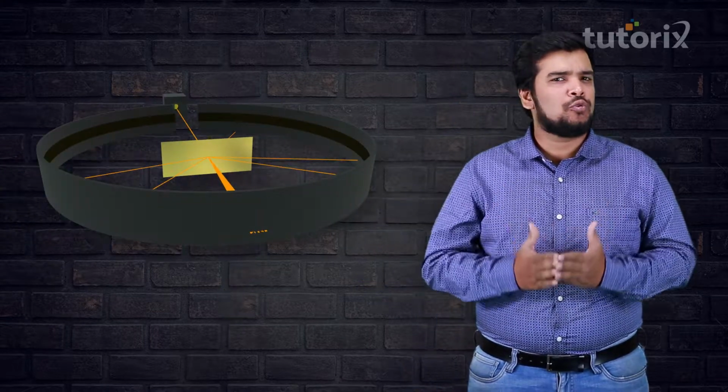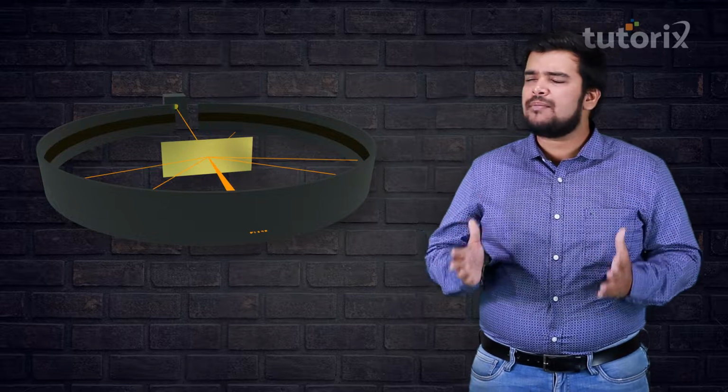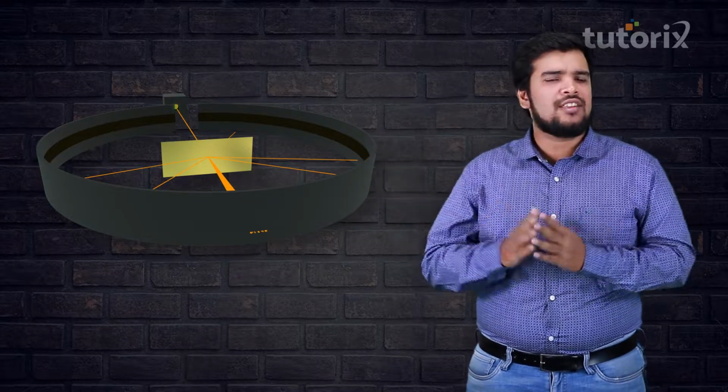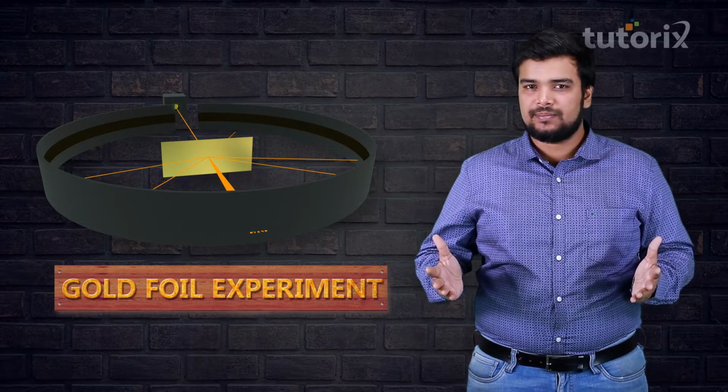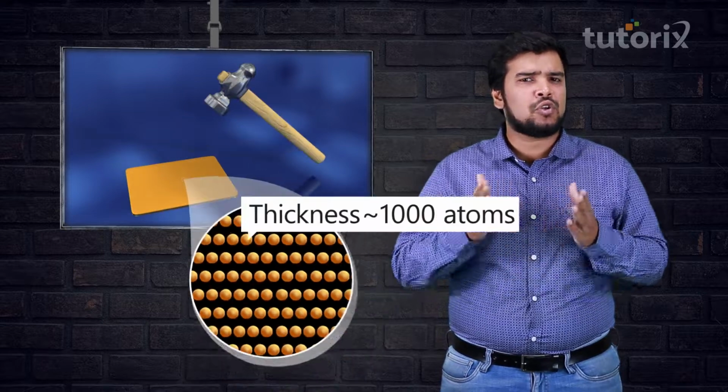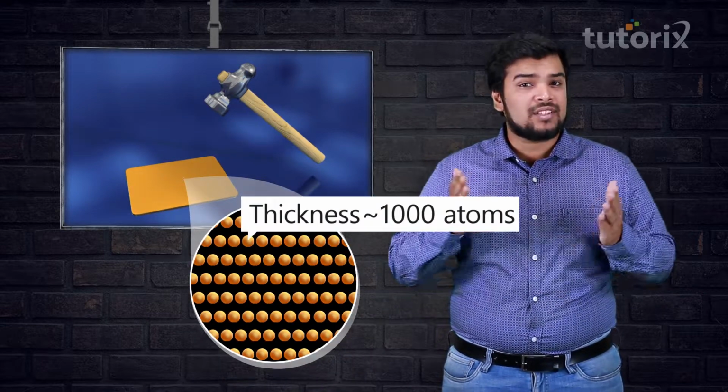That's why he and his student bombarded a very thin metal sheet of gold with alpha particles, and this experiment was known as the gold foil experiment. Now you might wonder, why did they use gold? Well, gold is the only metal which can be made into very thin sheets. And do you know, these sheets were so thin that they were only 1,000 atoms thick.